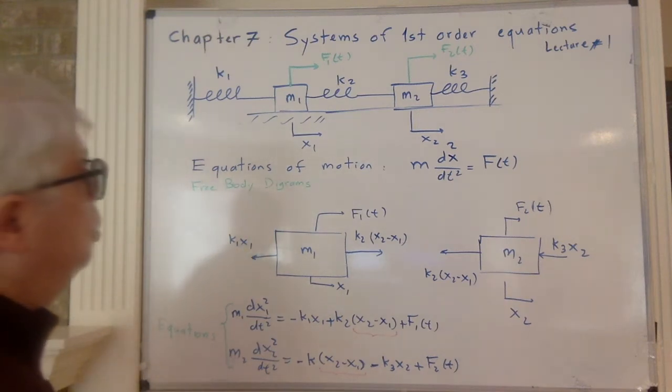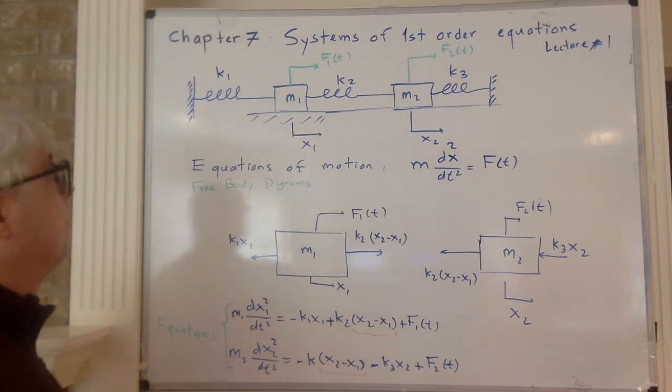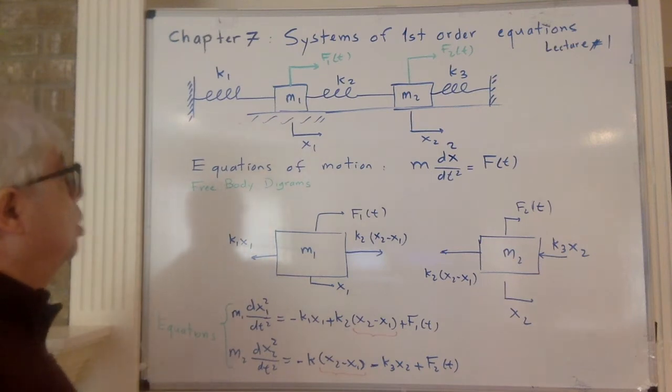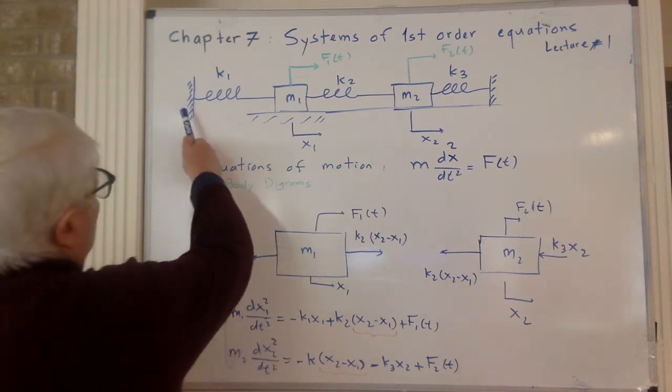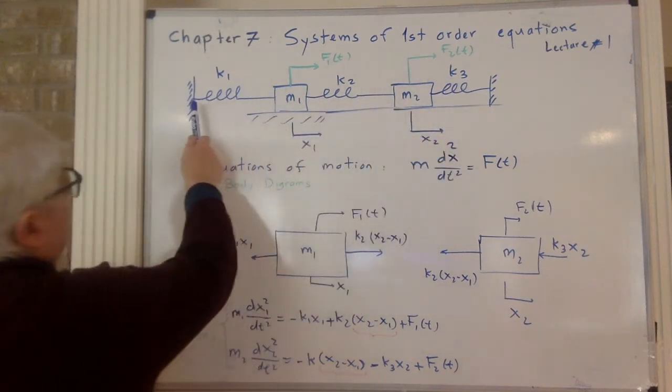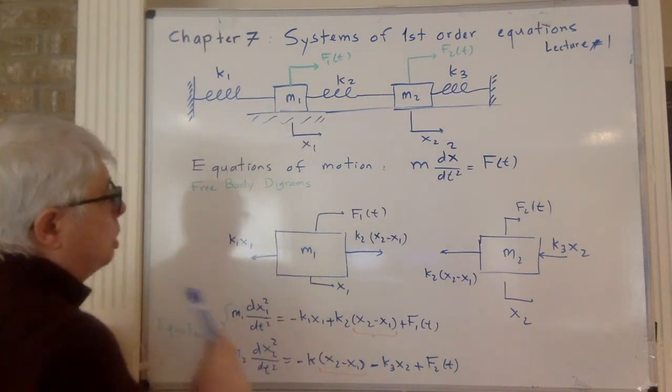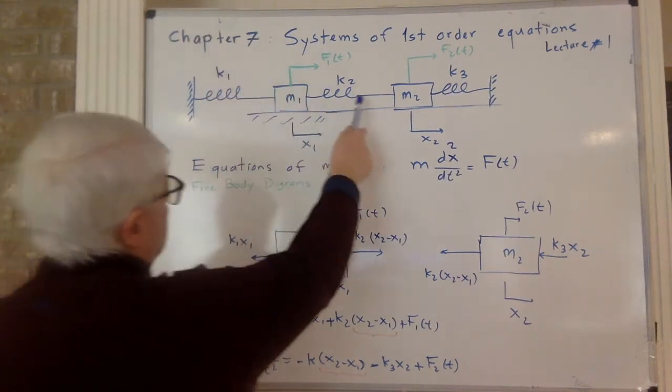Suppose you have two masses, M1 and M2, and they are connected, and this is a wall here, another wall here, and they are connected with three springs. This one, this one, and this one.